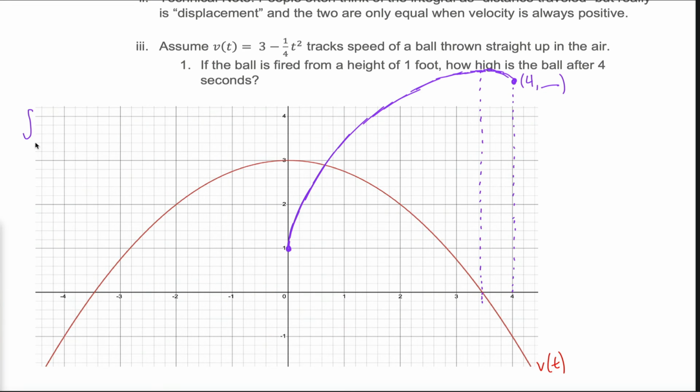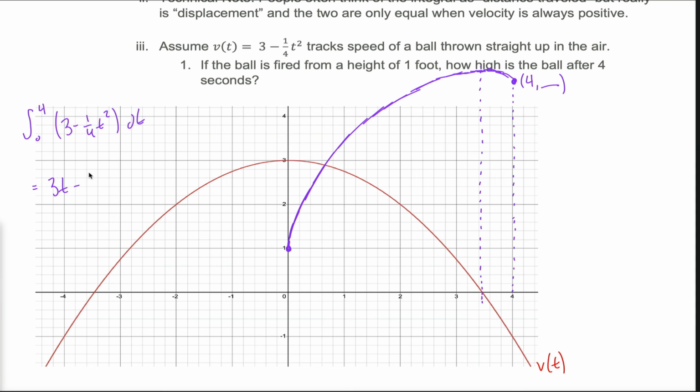The definite integral from 0 to 4 of 3 minus 1/4 t squared will tell us how much the ball is displaced between 0 and 4. In other words, how much higher up it is 4 seconds after we throw it than it is 0 seconds after we throw it, at the instant that we throw it. Good news, it's now really easy to evaluate this definite integral. We've done it several times.